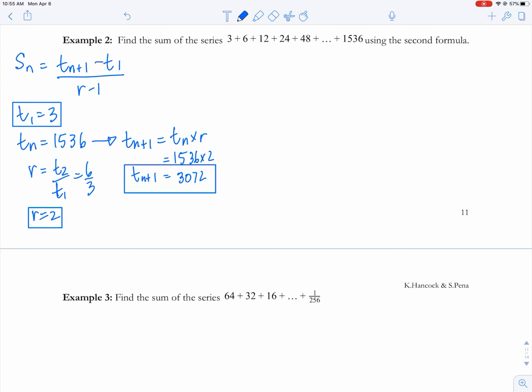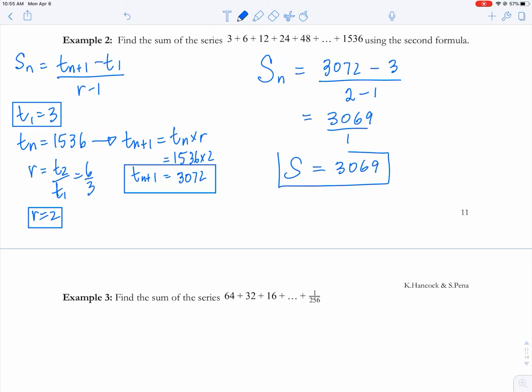And we can find that our sum, we don't know how many terms it's of, but S of n is going to equal 3072 minus T1, which is 3, divided by R is 2, minus 1. So we'll get 3069 divided by 1, or we get that our sum is equal to 3069. And that's going to be our final answer.